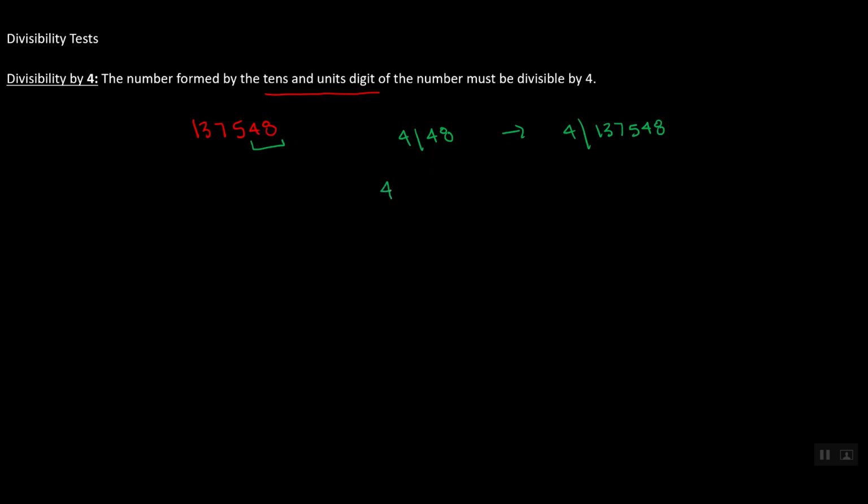So we check. Can we write 48 as a product of 4 times a quotient plus a 0 remainder? And the answer is yes, 12. Since we know that 4 does divide 48, we can also conclude 4 divides our larger number.